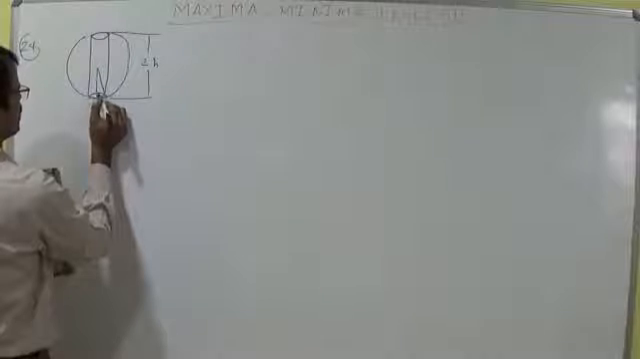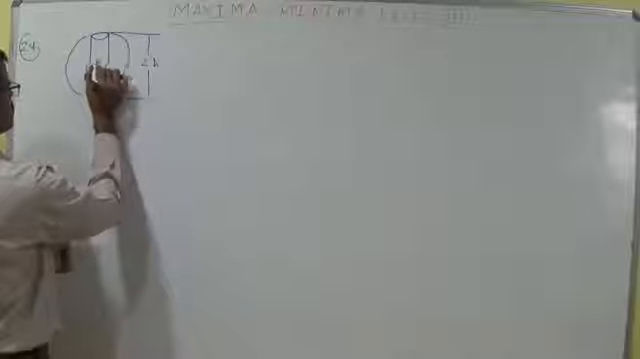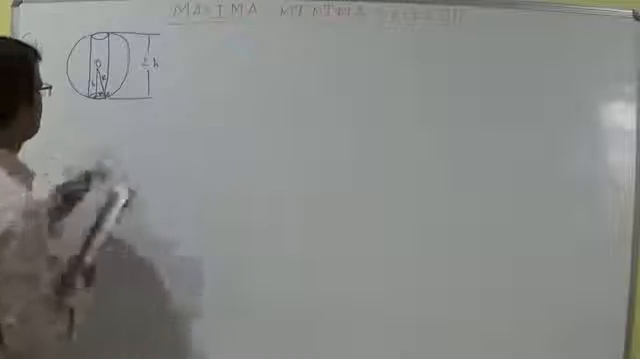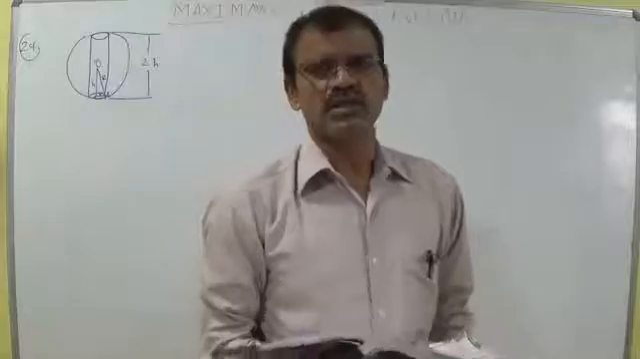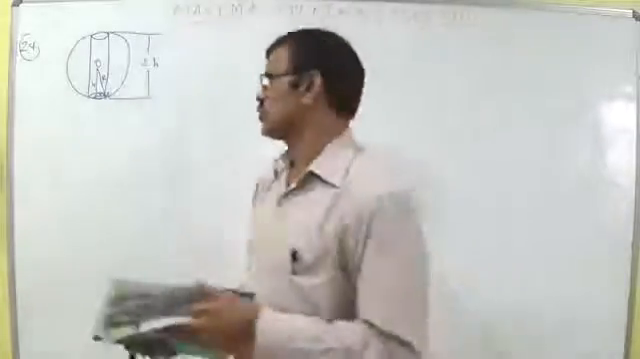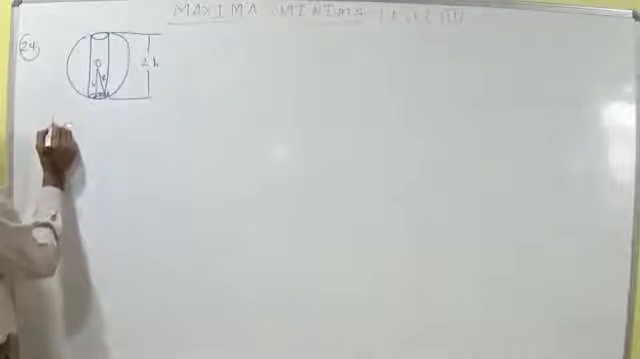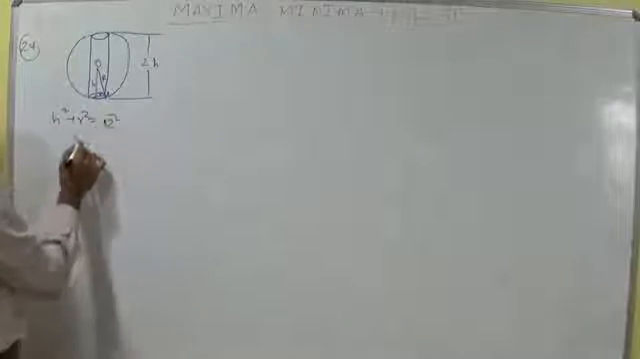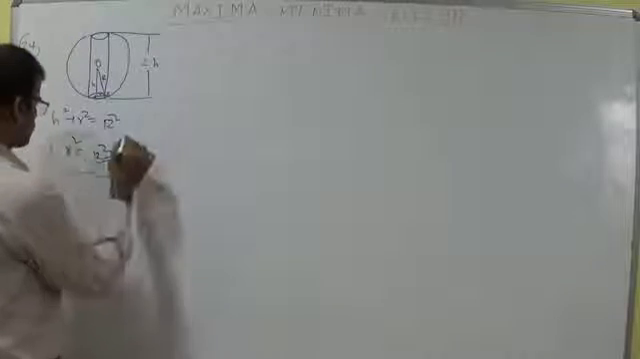This is the smaller base radius r and this is the sphere radius capital R. Let this be O, this A, this B, this H. The curved surface area of the cylinder S is equal to 2 pi r h. Here directly you can write h square plus small r square is equal to capital R square, and r square is equal to capital R square minus h square.